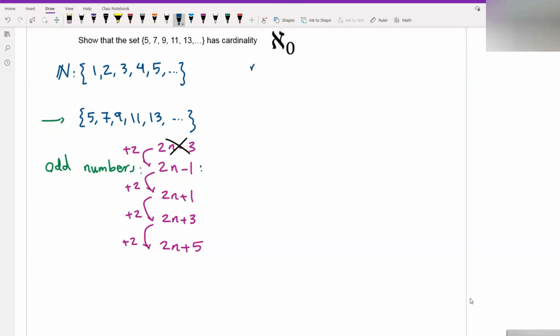So n again is a natural number, those starting from 1. So 2n minus 1, that means 2 times 1 minus 1. So this is the starting point, which is 1. The next one: 2 times 1 minus 1 is 1, 2 times 2 minus 1 is 3, 2 times 3 minus 1 is 5. So these are the numbers that we have here.